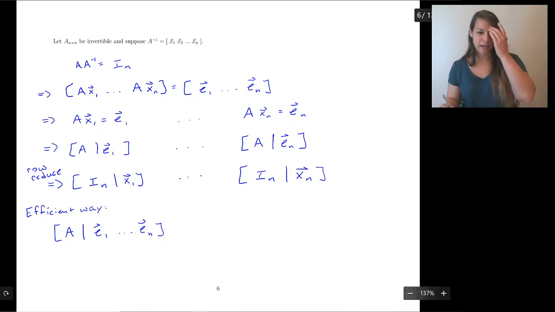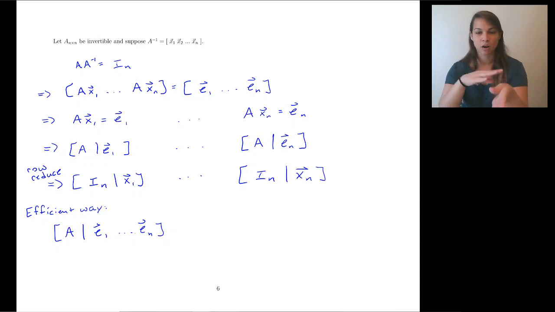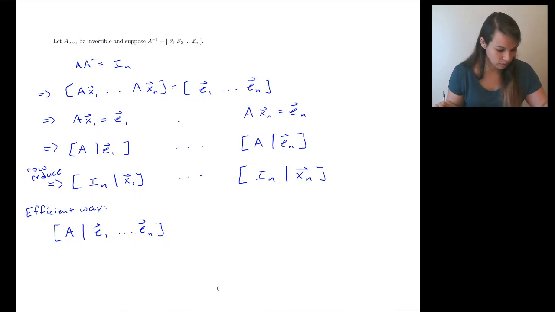The efficient way is to put all of the E's on the right-hand side. This is okay because row operations don't intermix columns. And so E1 isn't going to talk to E2. E2 isn't going to talk to any of the other E's because we're just multiplying by constants. We're adding rows together. So columns stay together. So they're not going to be mixing up. Nothing funny is going to be happening. This is okay to do. Okay.